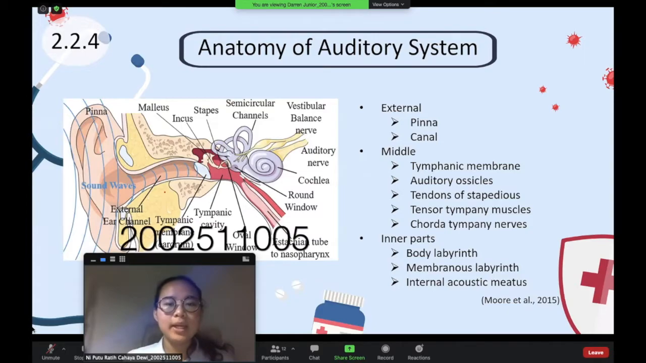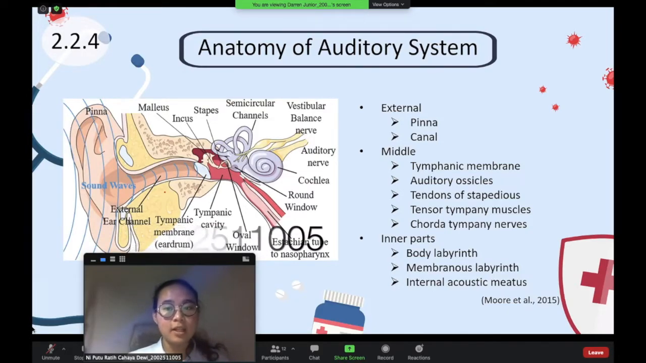Hello, my name is Dewi and I will explain about the anatomy and physiology of auditory and integumentary system. There are 3 regions in the auditory system. The external ear includes auricle and external acoustic meatus. The middle ear includes the tympanic membrane, auditory ossicles, tendons of the stapedius and tensor tympani muscles, chorda tympani nerve, and tympanic plexus of nerves. The inner ear includes the bony labyrinth, membranous labyrinth, and internal acoustic meatus.